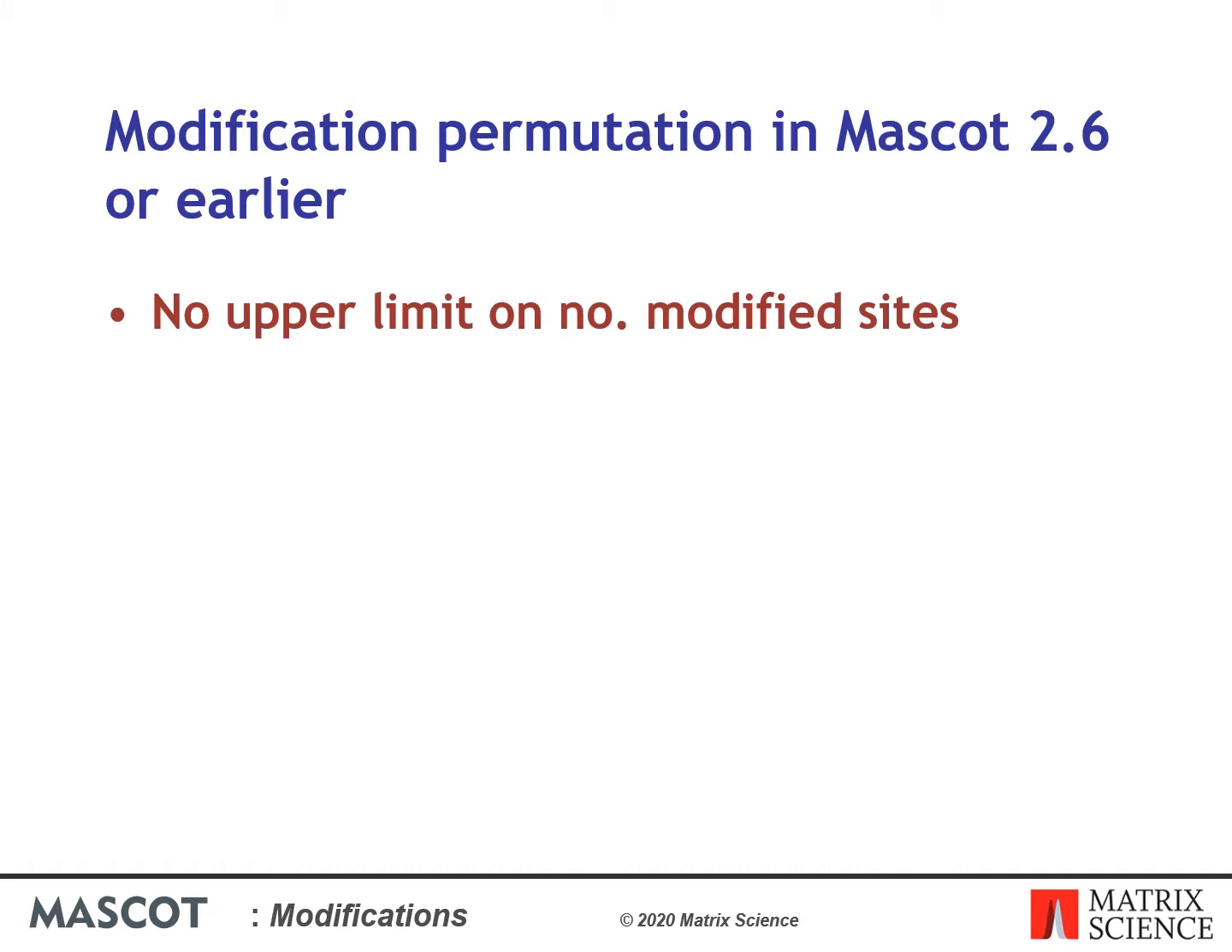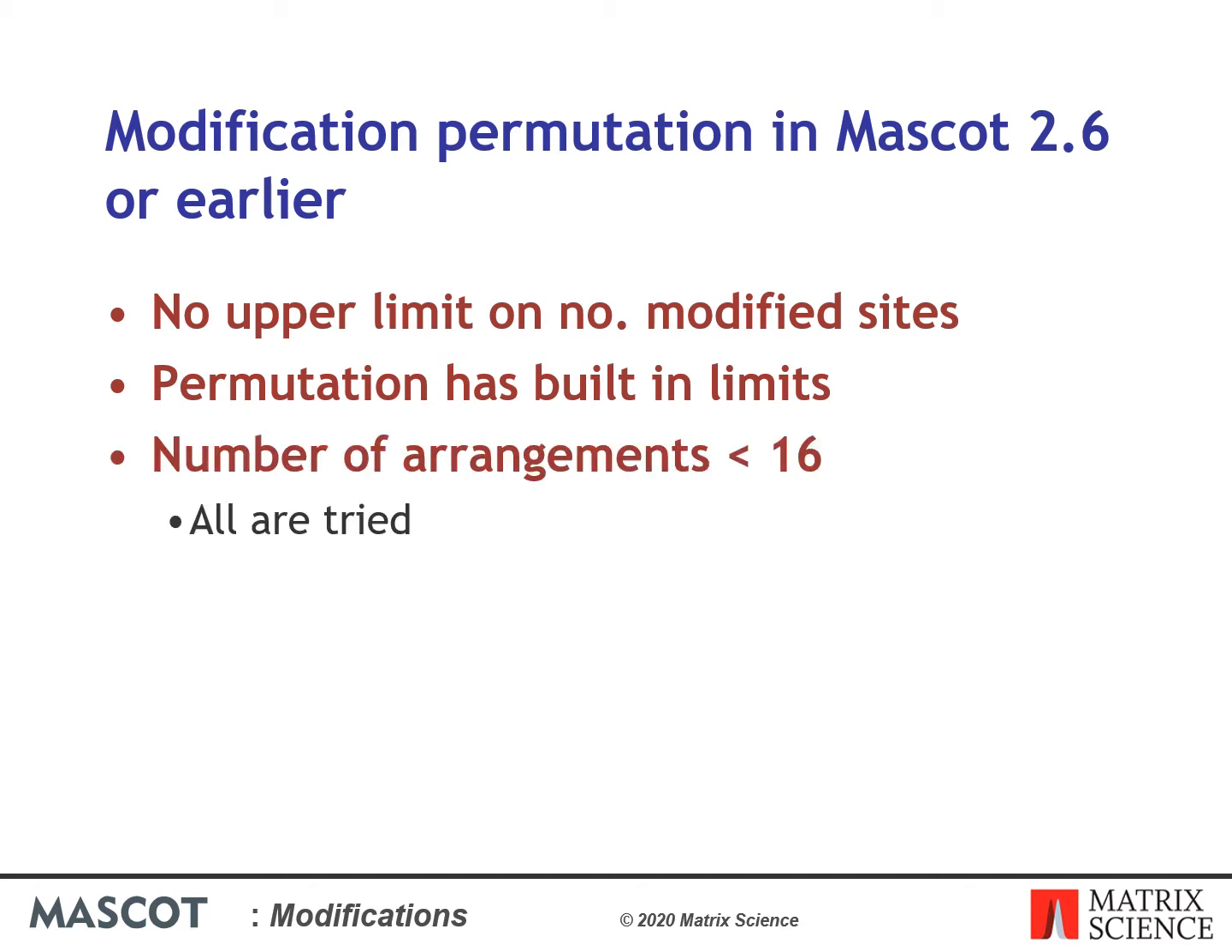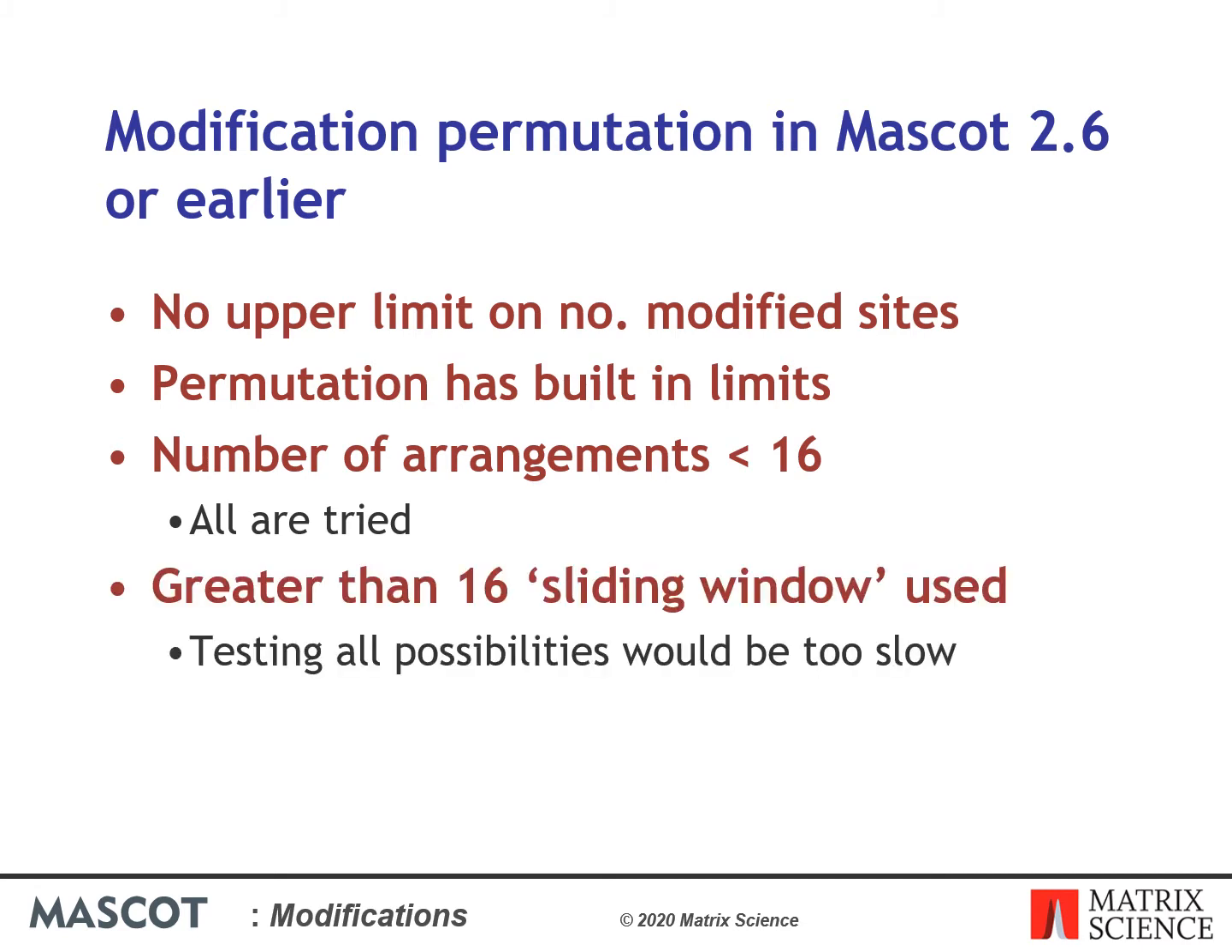Here's how variable modification permutation works in Mascot 2.6 or earlier. There is no upper limit on the number of modified sites per peptide. However, permutation of the modifications options does have built-in limits. If the maximum number of arrangements for a peptide is less than 16, then all possible permutations are tested for matching by Mascot. However, if there are more than 16 arrangements, then a second approach is automatically used, where a sliding window is applied to the peptide. This is to prevent the search from getting too slow and taking too long.